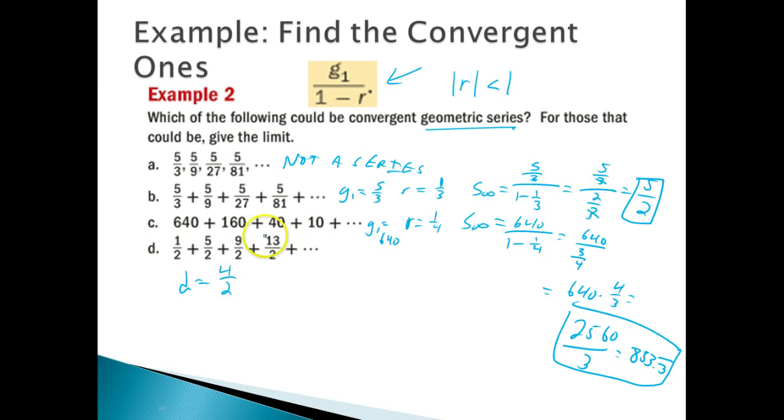And we said that if we have an arithmetic series, it's always going to diverge. So that one's always going to diverge. All right. So in that case, we will not have a limit. It'll keep adding up to infinity.